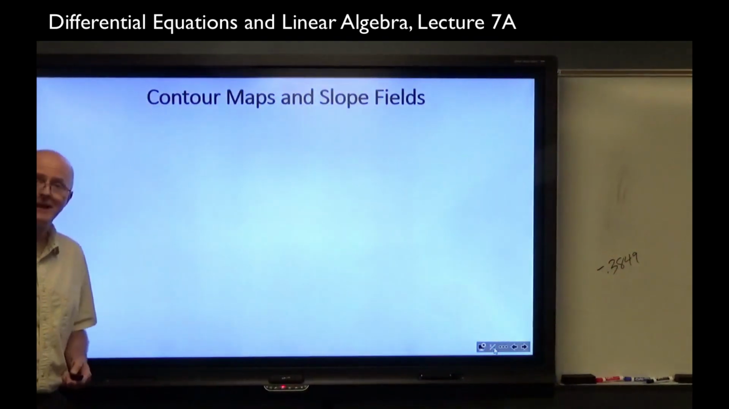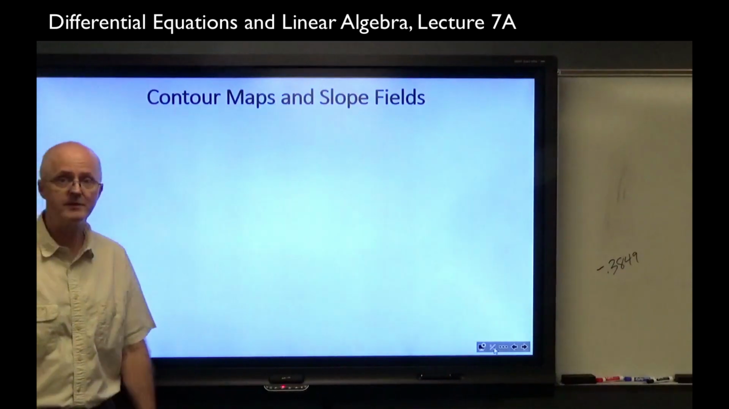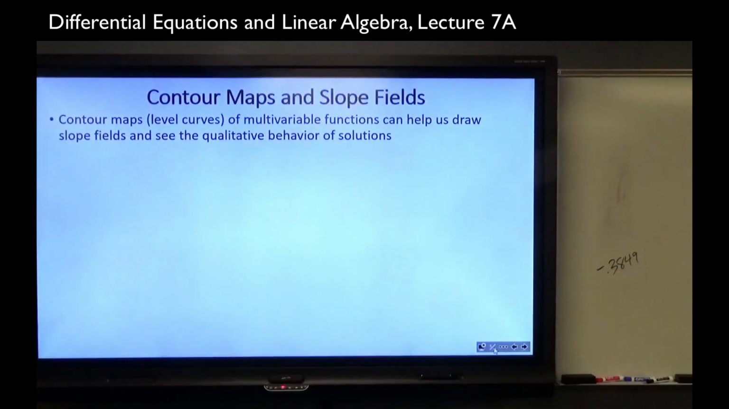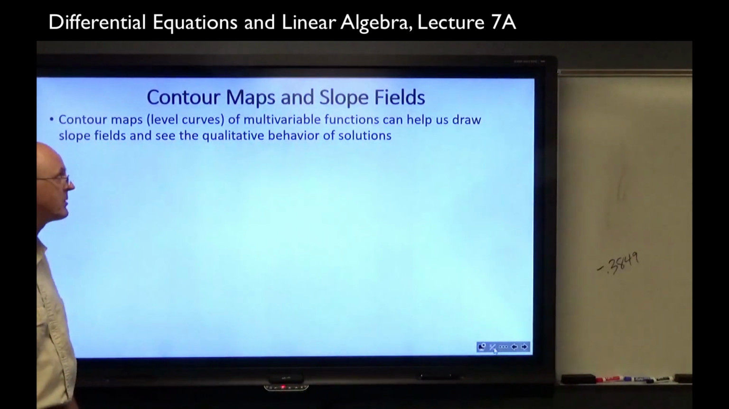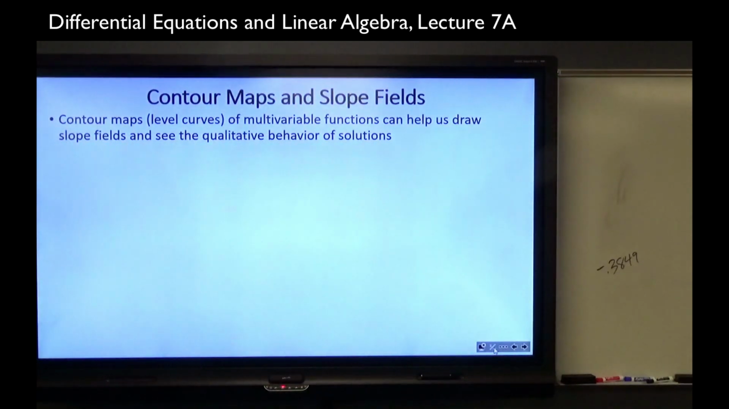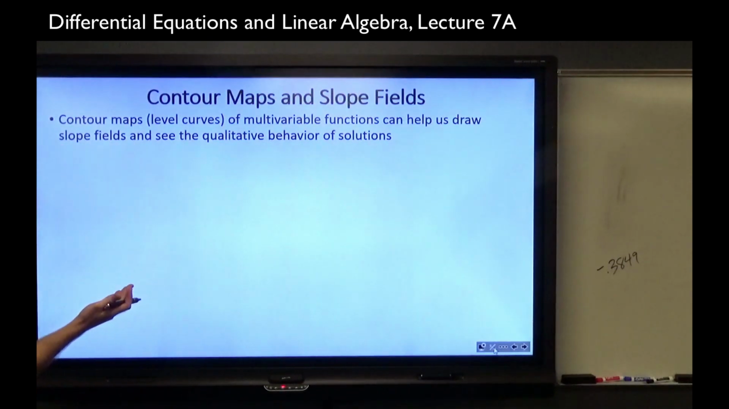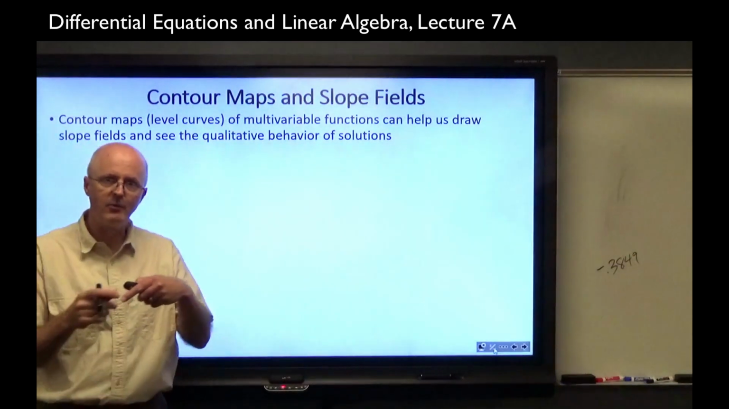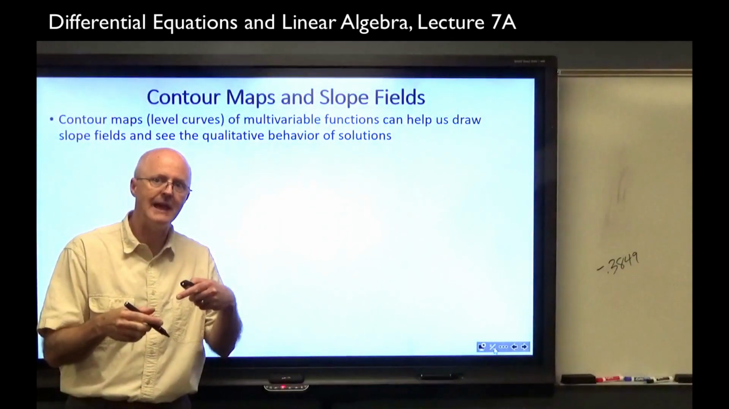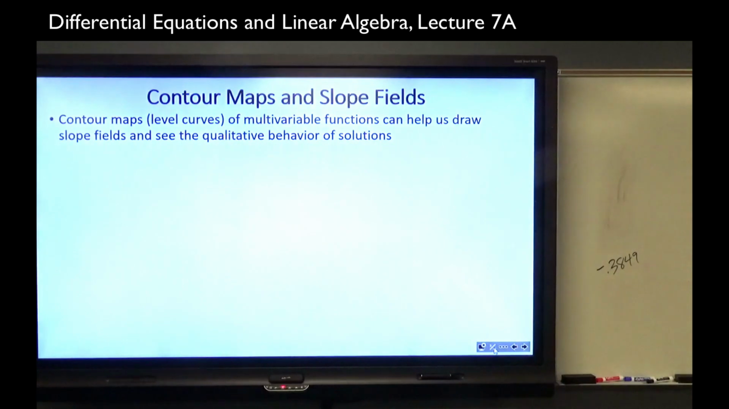All right, so now we're going to look at our second example, and this is going to reinforce these contour maps and slope fields. Now we're actually going to look at a non-autonomous equation. It's also going to be not separable. Contour maps, which are graphs of a bunch of level curves for multivariable calculus functions, can help us draw slope fields and see the qualitative behavior of the solutions. So this is where we're moving on to thinking more about slope fields and being a bit more systematic in how we think about them than what we've done so far.